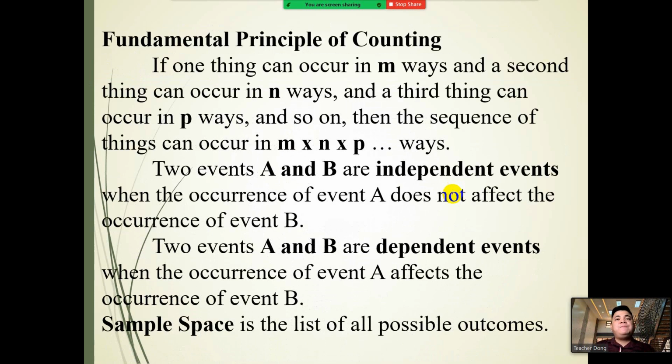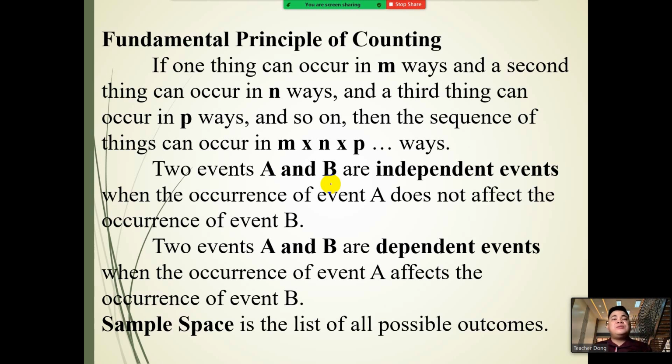So let's define the fundamental principle of counting. If one thing can occur in m ways, and a second thing can occur in n ways, and a third thing can occur in p ways, and so on, then the sequence of things can occur in m times n times p ways. Just like in the previous example, we have 6 faces for the first die and 6 faces for the second die. We just have to multiply them. 6 times 6, you will be getting 36. So that's what we did. That is the fundamental principle of counting.